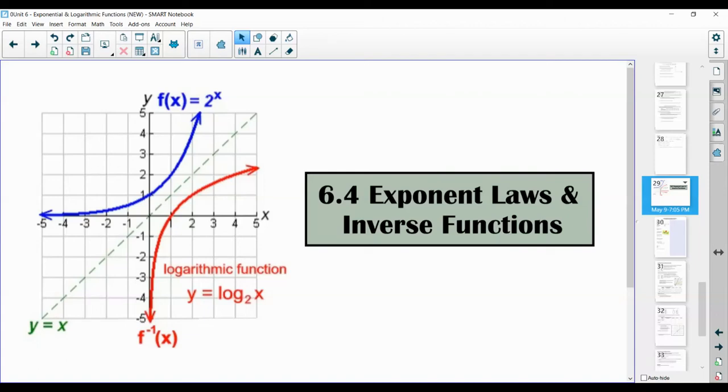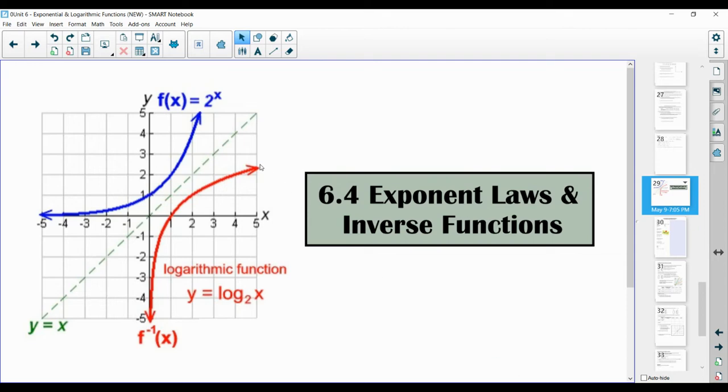Welcome back, guys. Today we're going to be looking at exponent laws and inverse functions. Up to this point in this unit, we have graphed exponent functions, or exponential functions. We've graphed logarithmic functions, and I've told you that they're inverses of each other. But today we're going to actually look at what an inverse function is.